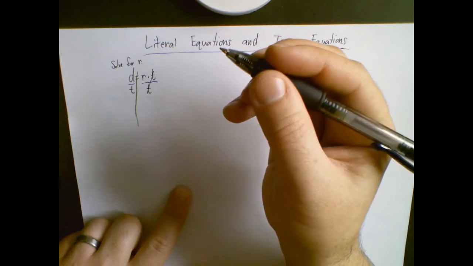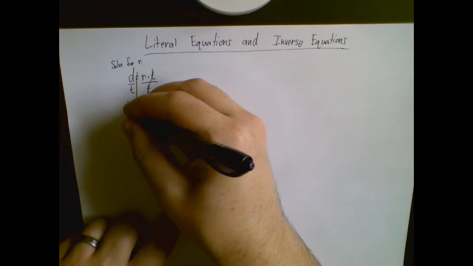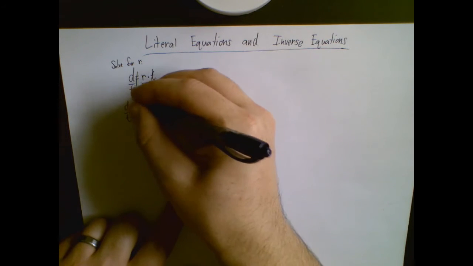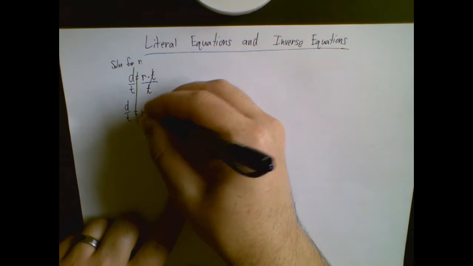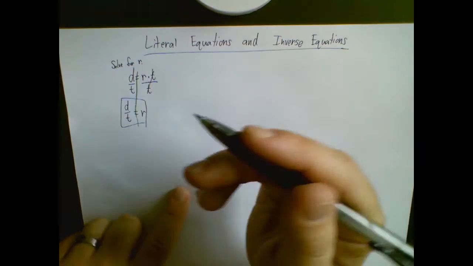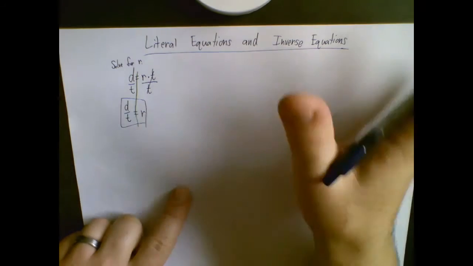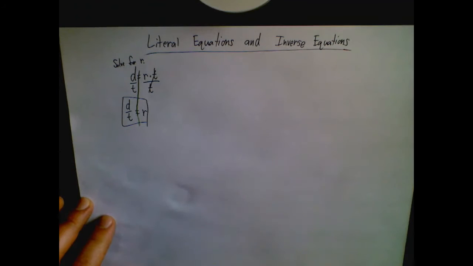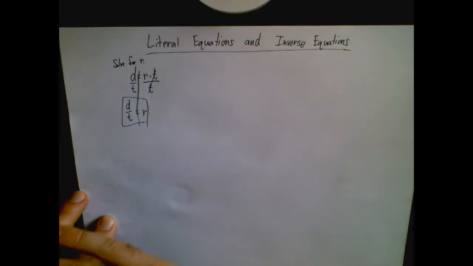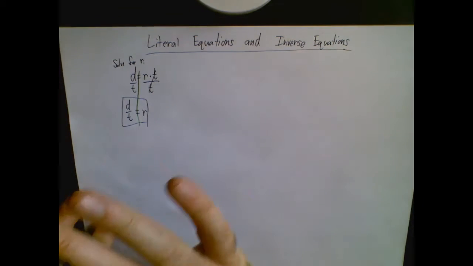So I'm going to divide by t on both sides. This divides out to 1, so I don't need it. So it's d over t, exactly what I wrote there, equals r. It's the only thing left. That's it. Don't overthink these. Just think in terms of operations instead of letters or numbers. So the opposite of subtraction is addition, all that kind of stuff. That's where you want to think.